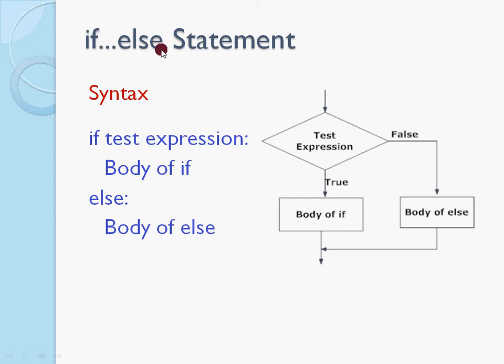Next is if else. Here there are two control blocks. First it checks the expression. If the condition is true, the body of the if is executed. If the condition is false, the body of the else is executed. This is represented in this flow graph. First we test the expression. If the condition is true, the body of if is executed. If the condition is false, the body of else is executed.